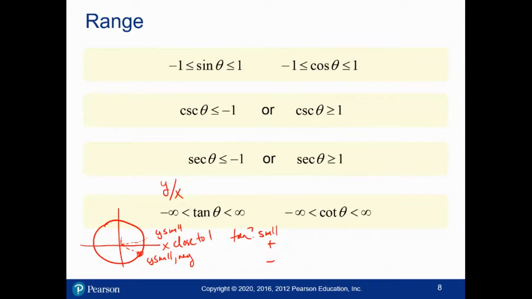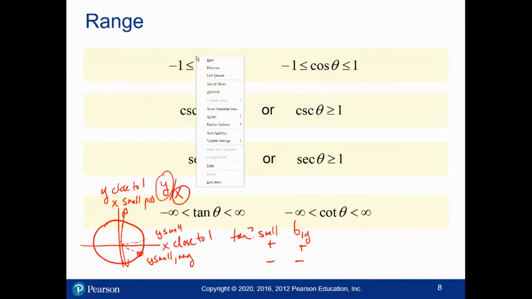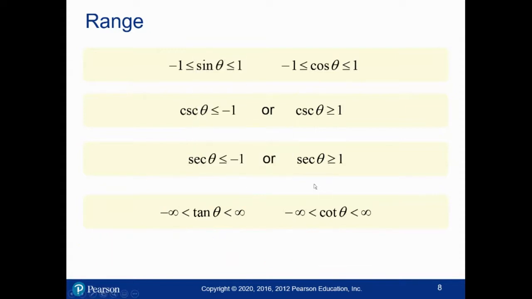But now let's imagine the angle getting really close to this. So now y is close to 1, and x is small and positive. Now what I have is a number close to 1 divided by something very small. So tangent can also be very big and positive. But if I did the same thing down here, now y is close to -1, and x is small and positive, so I can also have very big negative numbers when I take this ratio. So tangent can actually be anything. It's not bounded at all. Cotangent for similar reasons.